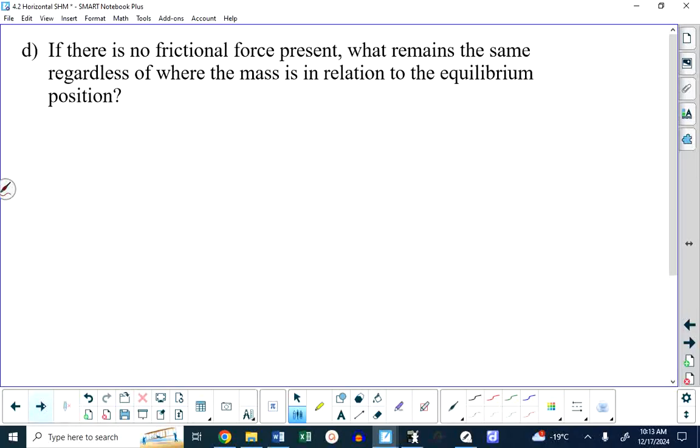If there's no frictional forces, what does that tell us about something that remains the same regardless of where the object is? In other words, what's conserved? Mechanical energy. E mechanical remains constant. I won't even put equals. Remains constant.